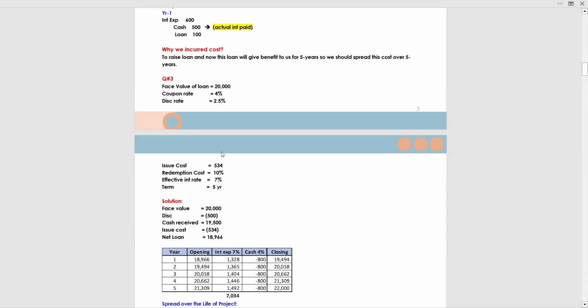If you can see, the question says face value of the loan is 20,000. What is the face value of the loan? It's 20,000. And where did the remaining 2,000 come from? We obtained a loan at a value of 20,000. If you can see, there is a redemption cost: 10% multiplied by 20,000 gives you 2,000. So we are also paying a redemption premium. So the total amount we will pay at the end of the fifth year is 22,000.